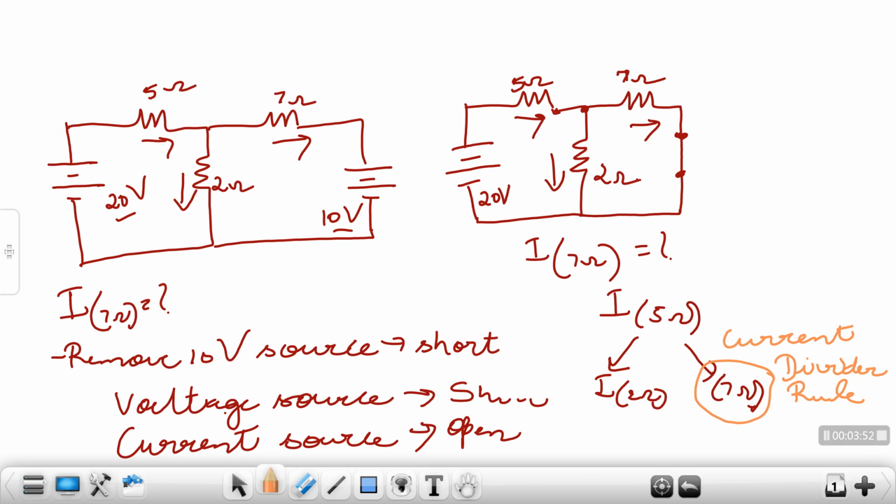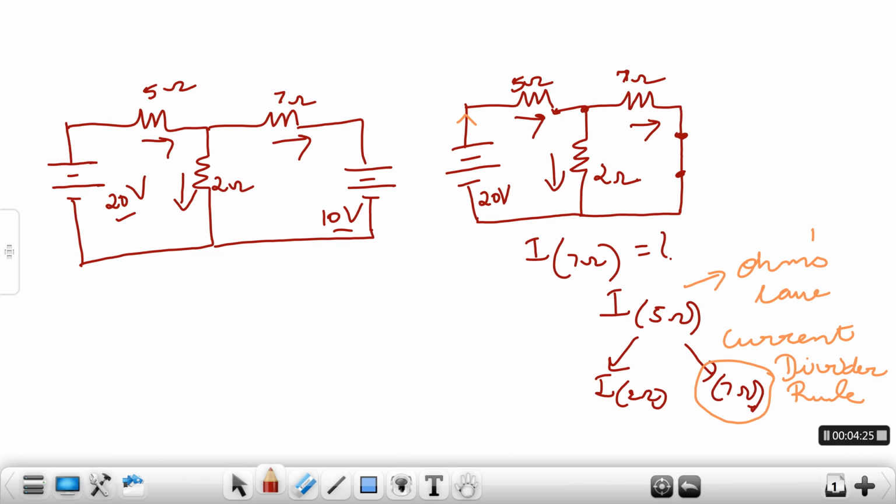But if I have to apply the current divider rule, first I will have to know my current in my 5 ohms resistor. And if you notice, the current in the 5 ohms resistor is the current coming from my battery of 20 volts. So if I look at the circuit, the current flowing through my 5 ohms resistor is the same as the total current given by this battery to my circuit. So current in my 5 ohms I will find out using Ohm's law.